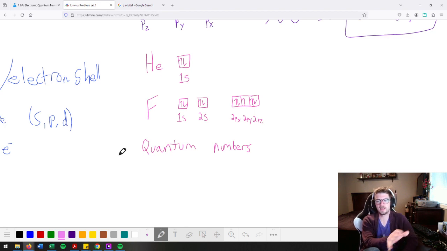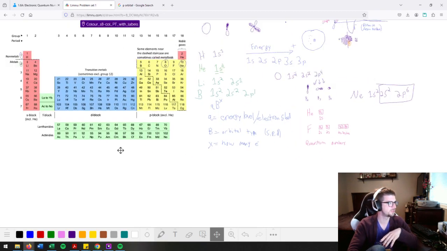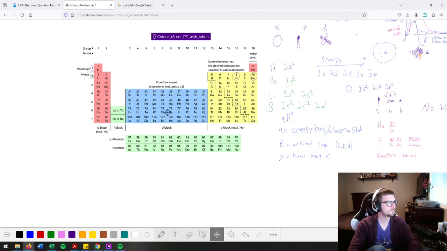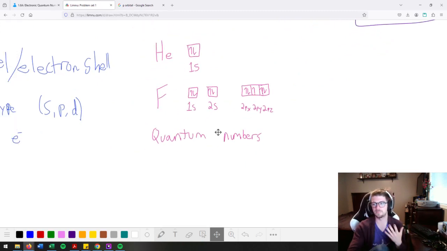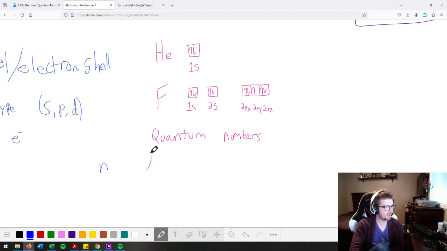Every electron, no matter what element we're talking about, like we could be talking about rhenium or platinum or germanium or hydrogen, any element on the periodic table, the electron configuration can be described by quantum numbers. There are four numbers: n, l, ml, and ms.